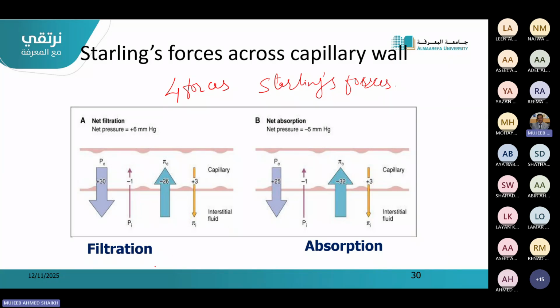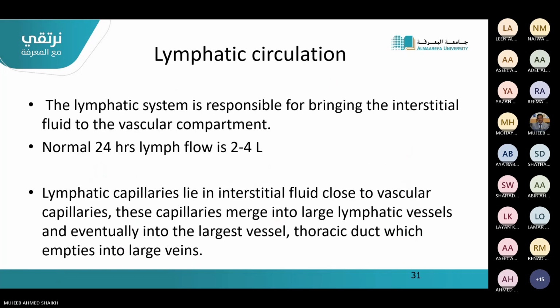So at the arterial end there will be filtration, and at the venous end there will be absorption. What is the role of lymphatics? You know, these are the cells in a tissue. This is an interstitial space.